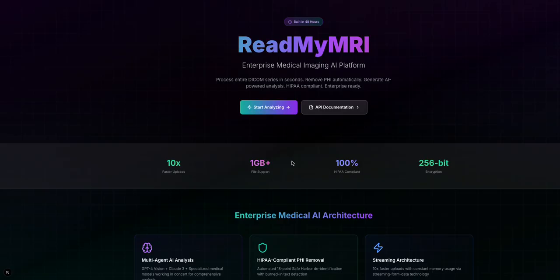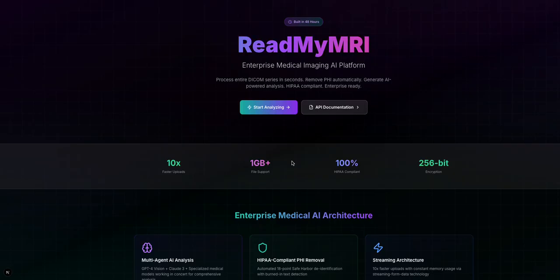So Read My MRI is a project that I was very excited about initially. Actually, as a matter of fact, I think that I'm comfortable saying that I was really excited to build a lot of stuff initially. Probably no longer, to be very honest.